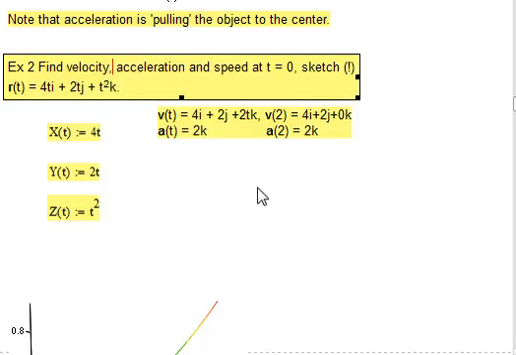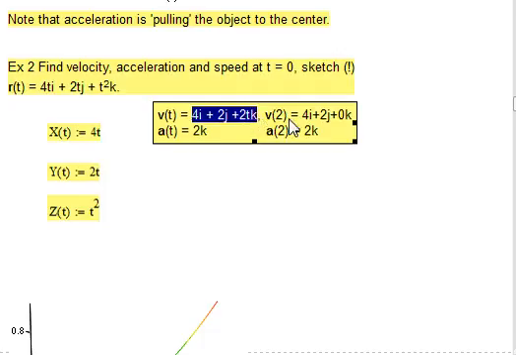First, let's do the velocity vector. That's easy. Just take the derivative of this, which would be 4i plus 2j plus 2tk, and there that is. I'm thinking this is wrong. This should say the velocity at 0, because that's what I wanted. So it's 4 times i plus 2 times j plus 2 times 0 times k.